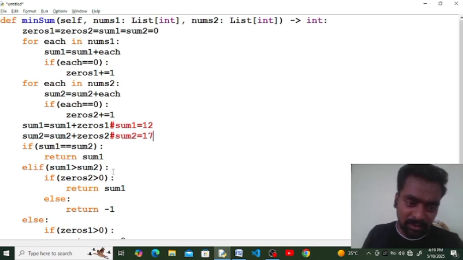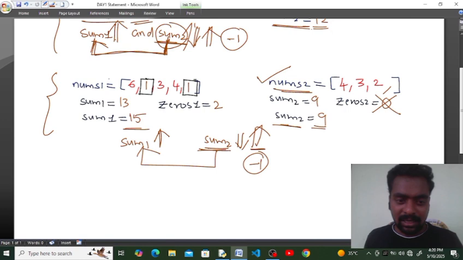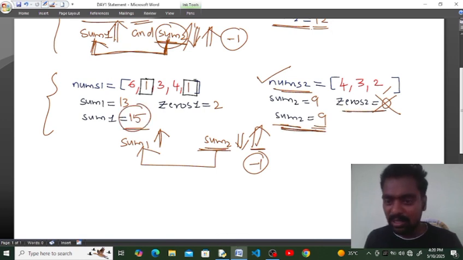To increment the sum 2 value, the second array should have at least one zero. So this is the condition I'm writing. If sum 1 is larger than sum 2, then the second array should have at least one zero. If it has at least one zero, then the answer will be sum 1. Otherwise, if sum 1 is larger, sum 2 is smaller, but in the second array we don't have any zeros, that is example number 2, it means the answer is minus 1.